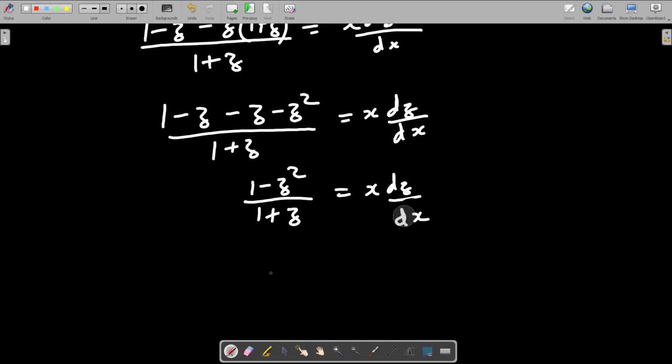So here we are now. Just take this thing. It became variable separable now, right? So x goes here, dx comes down. dx goes on top, x comes down, and this will become (1 plus z) upon (1 minus z square) dz. Okay, so now we have to integrate this.